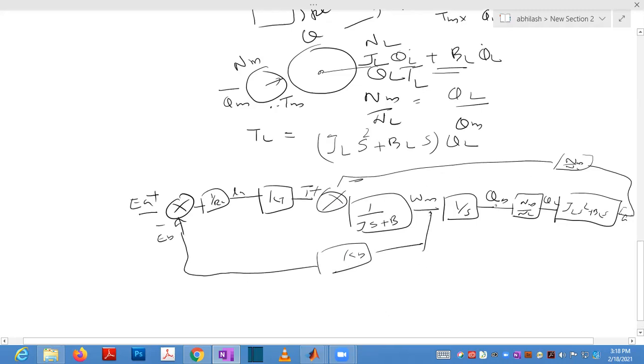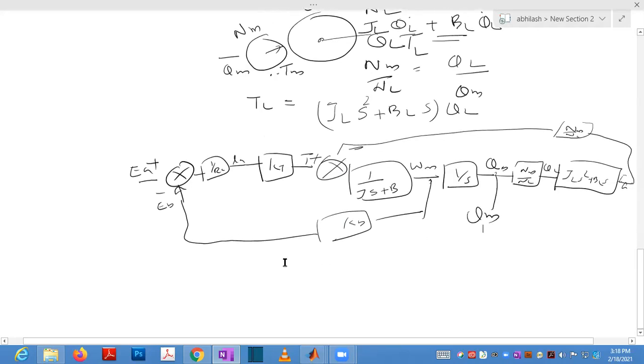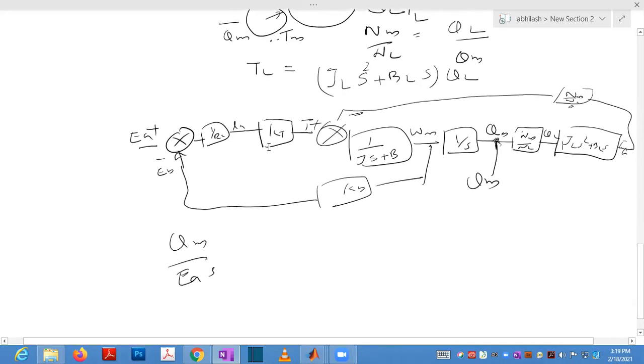And you have to derive a transfer function between theta m to EA of S. So this is on feedback. So you can directly put this Nm by Nl the whole square. Nm by Nl is coming here and here. This is another loop. So this is the output loop and this is input, and this you take as some other loop. So this one you solve it. This plus and here it is minus.